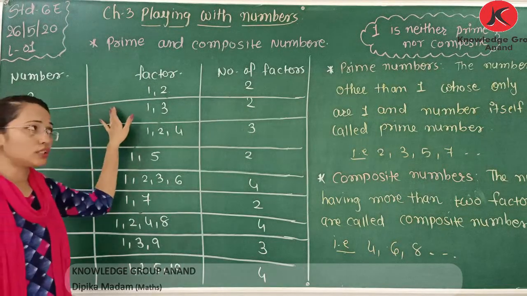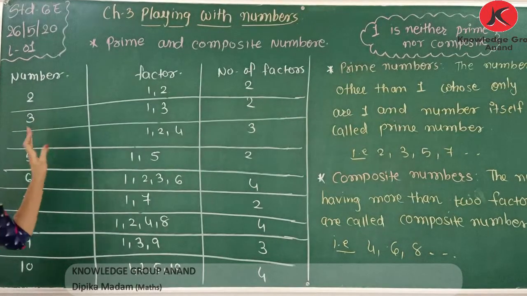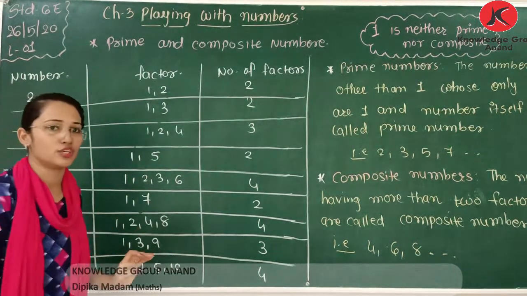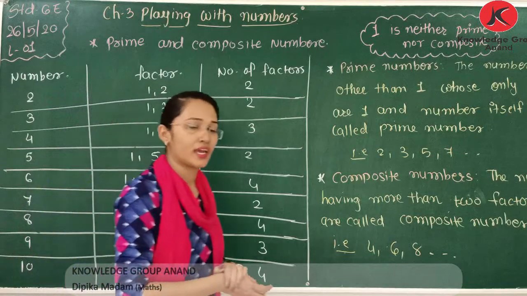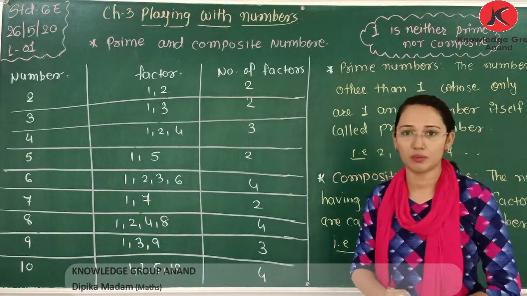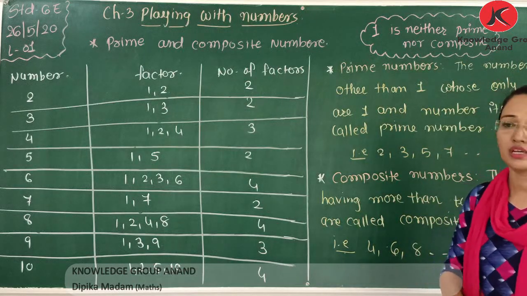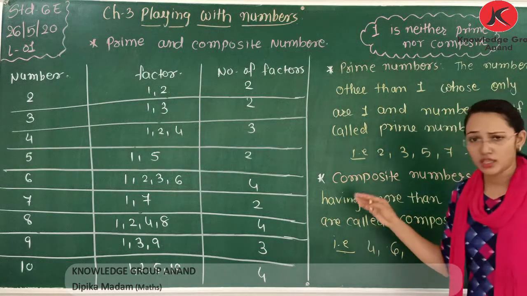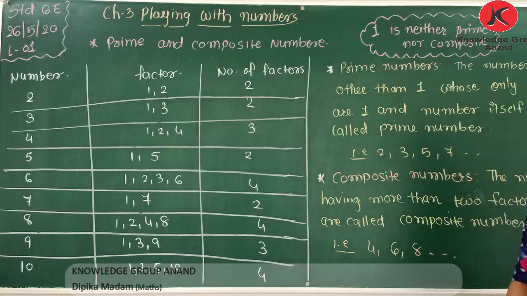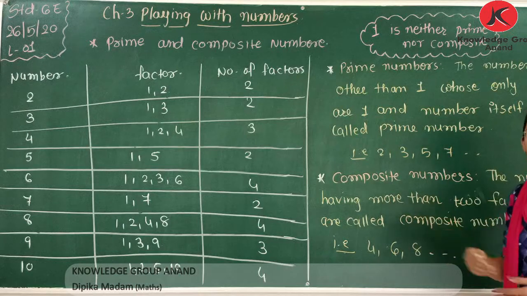Here I have not written 1 because 1 is neither prime nor composite. 1 is the special number. 1 is not called prime and not called composite. If this is asked in a blank, the answer is that it is neither prime nor composite. So that is 1.